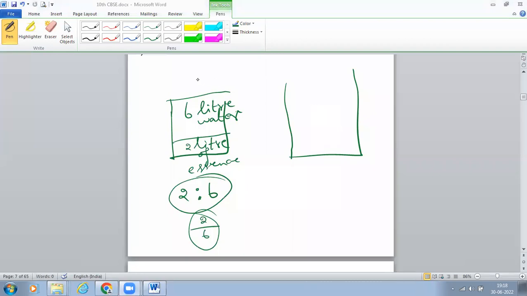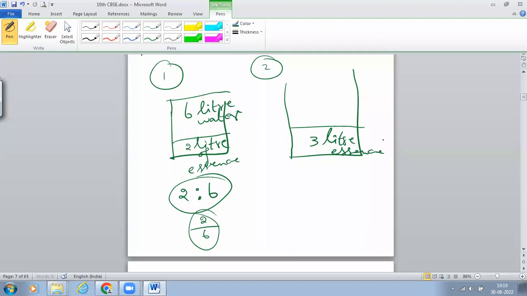Now listen, this is the first student, and the second student is taking a very big jar, and he is taking 3 liters of essence and 9 liters of water. Now, what is the ratio of this mixing? 3:9.